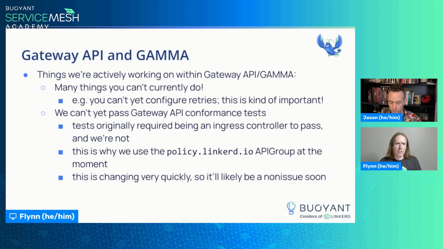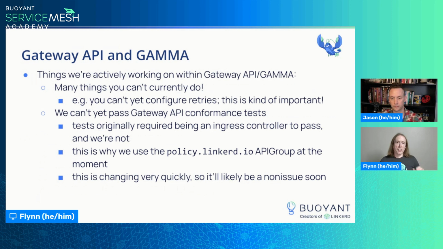Another thing we're working on actively is that we currently cannot pass the Gateway API conformance tests to say that we are a conformant implementation. The biggest reason for this is that the Gateway API tests assume that you are an Ingress controller because they were originally designed looking at that north-south routing problem. Linkerd is not an Ingress controller, so there's no way we can pass that. This is the biggest reason why we currently are using HTTPRoute, for example, in the policy.linkerd.io API group, so that we have a better answer around sidestepping some of the conformance stuff.